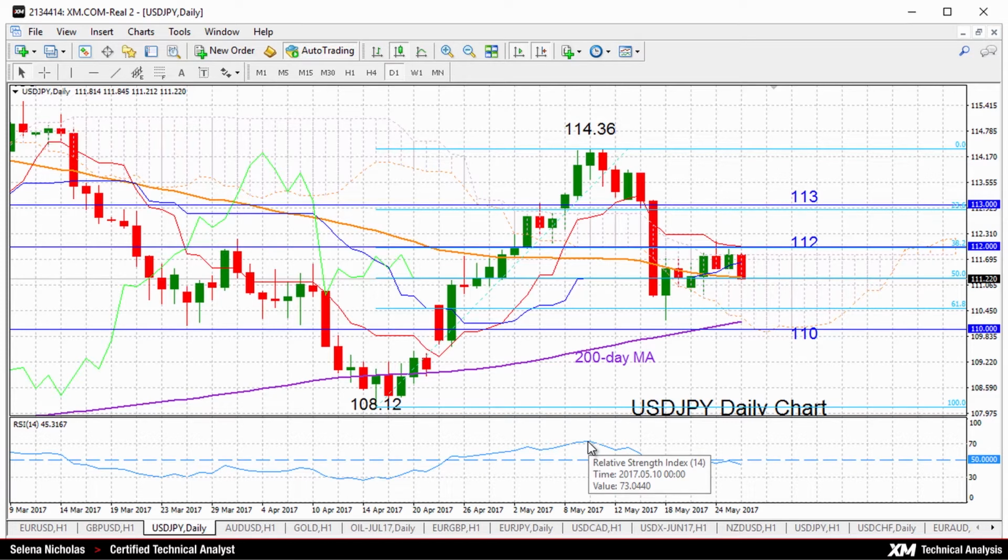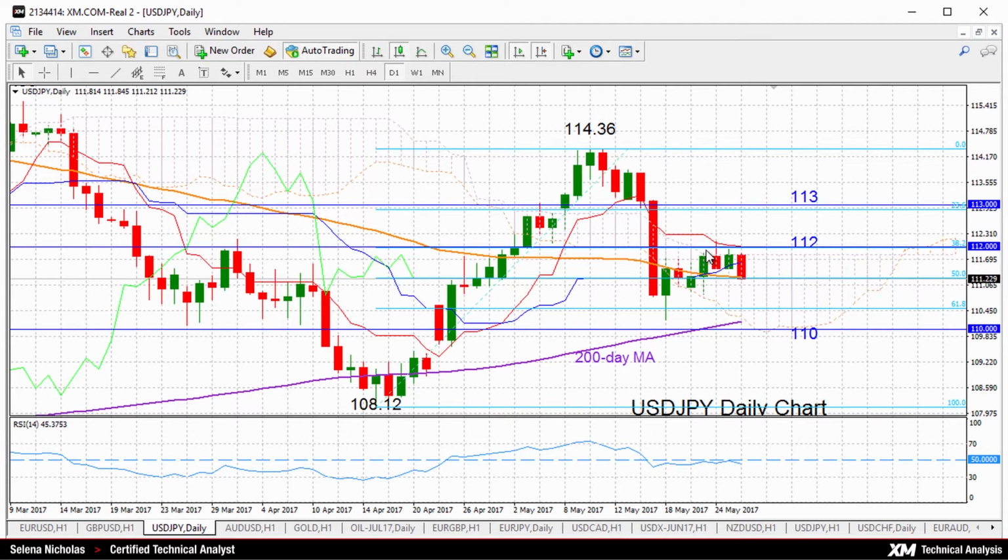There is strong resistance now in the area between the top of the cloud at 111.80 and the key 112 level. Support is being provided by the 50% Fibonacci level. That's the retracement of the up leg from 108.12 to 114.36. And this level lies at 111.23. It's also where the 50-day moving average is converging on.